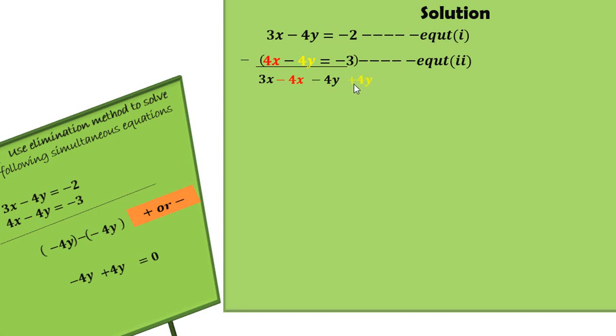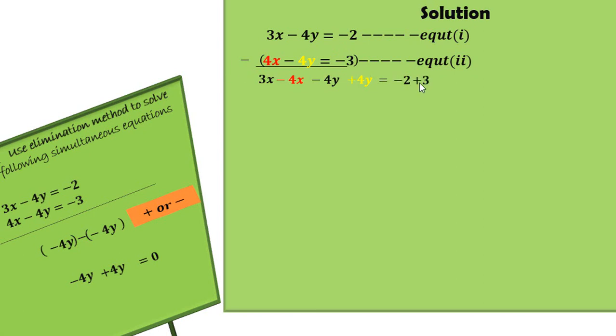Then we have the equality sign, equals to. Up here you have minus 2, and you are using this negative again to multiply what? To multiply this negative 3. So negative multiplying negative 3, that's what? That is a positive 3.